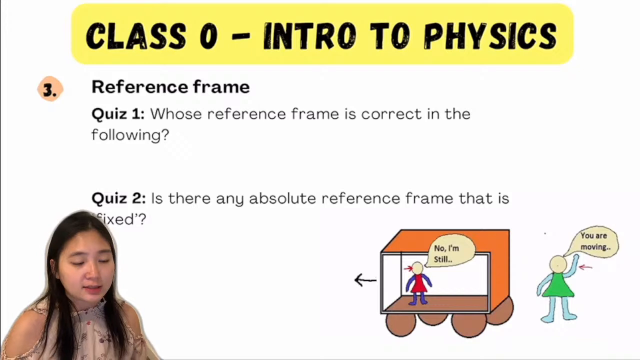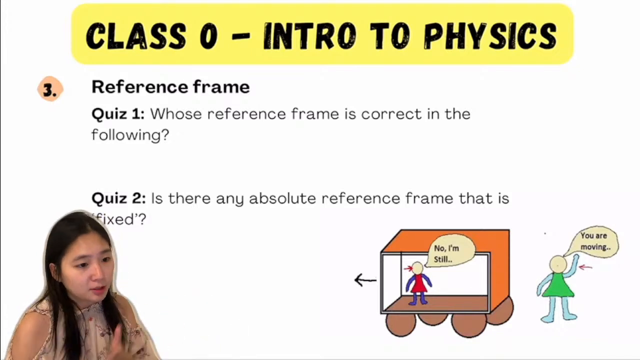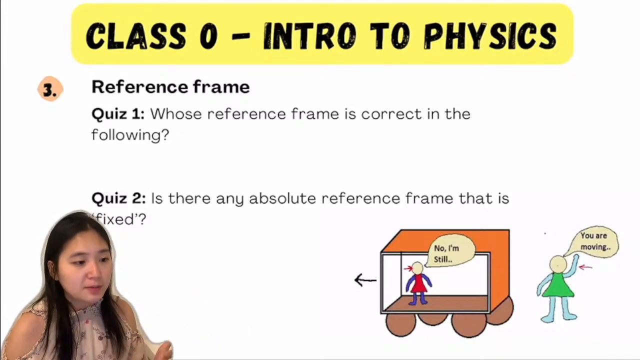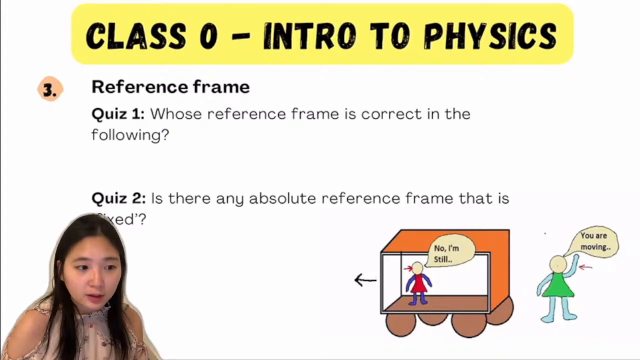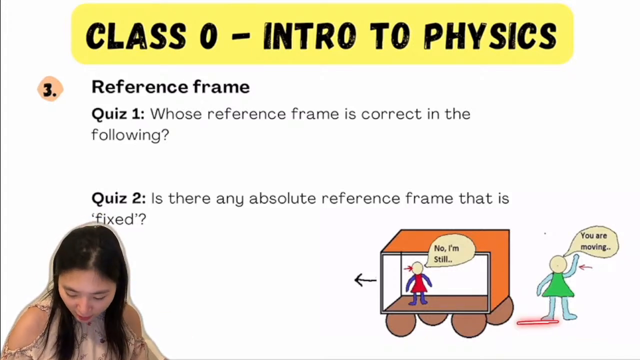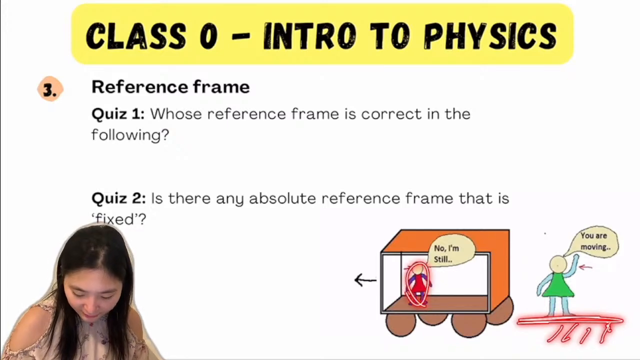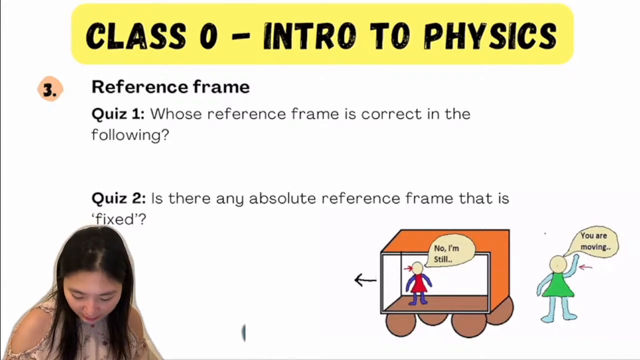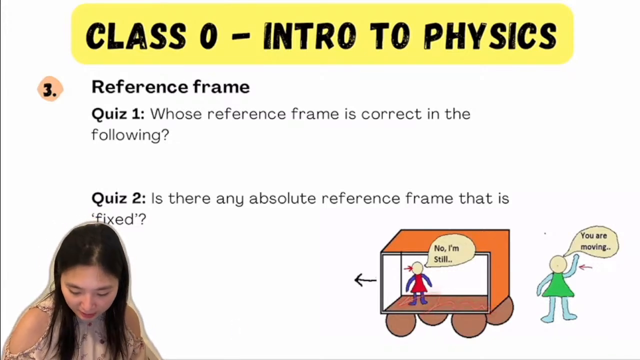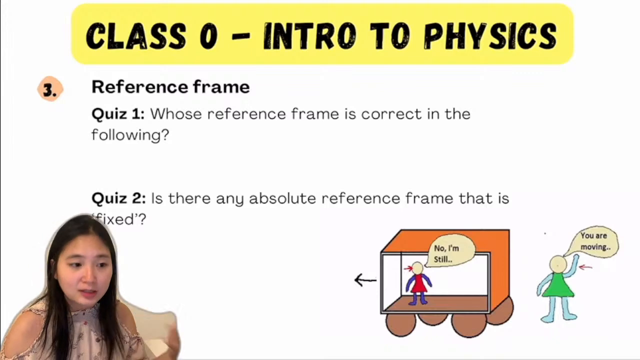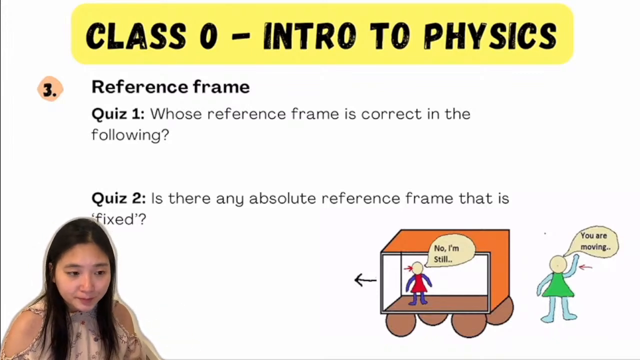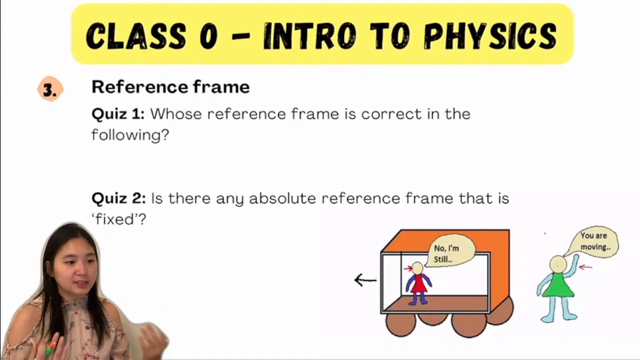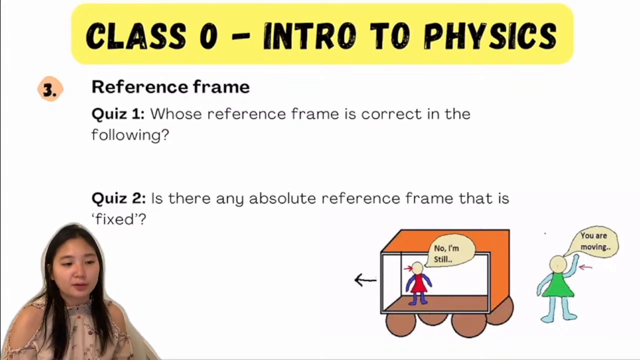There's no such thing as the correct reference frame or an absolute reference frame. The reference frame is arbitrarily set by yourself. So it's okay to set the ground as the reference frame and then believe that he's moving. Or it's also okay to set the bus as the reference frame and then claim that he himself is not moving. Either way, it's correct.